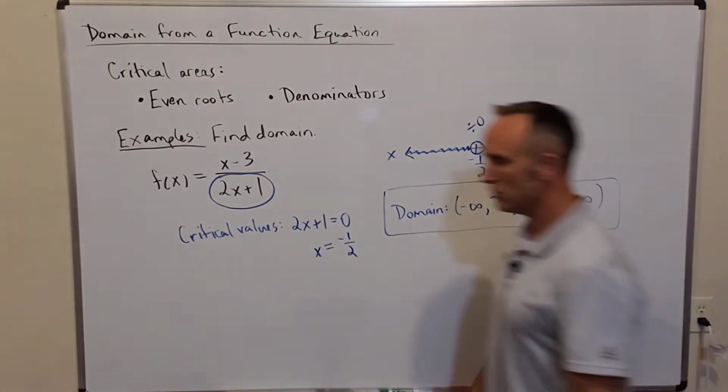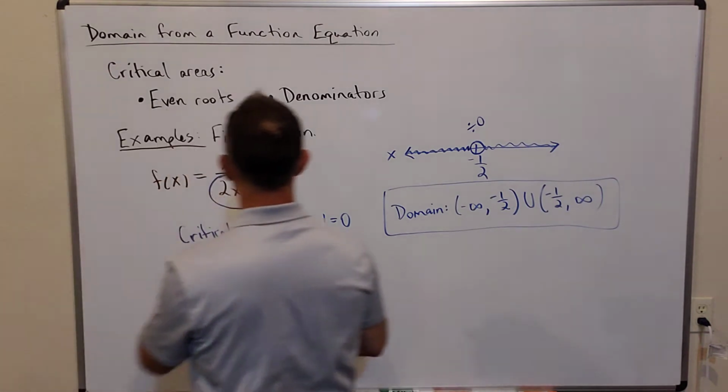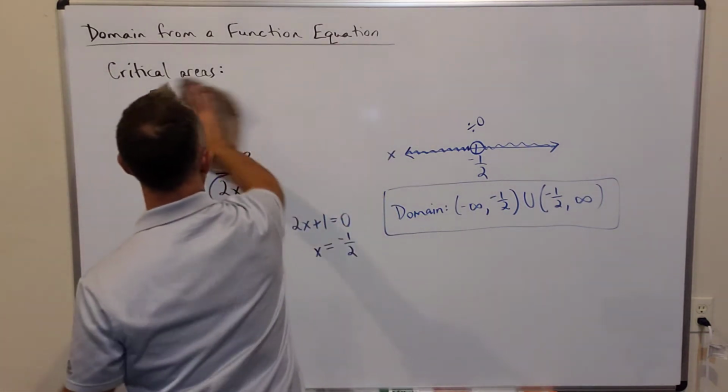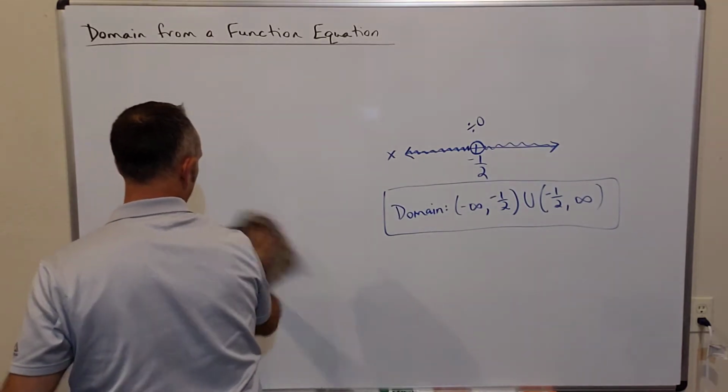So let's continue this process with a variety of functions here using this concept of critical areas and critical values, and then setting up this number line representation of our domain.